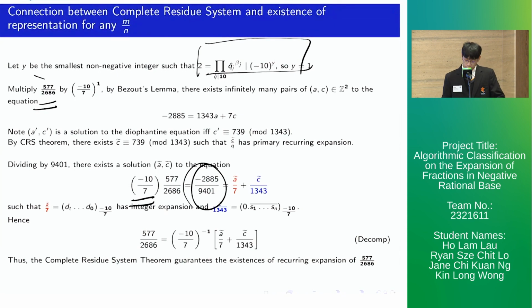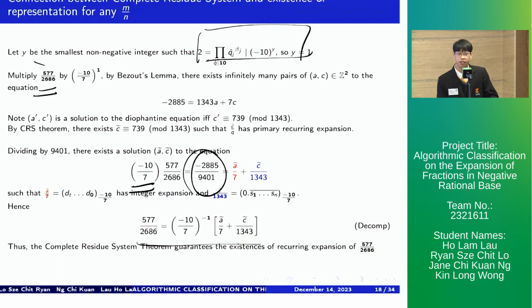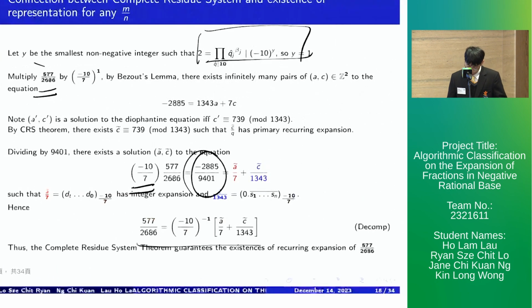similar to how we multiplied by 10 in the previous example. Now we'll split it into two fractions, where the red a⁴/7 has an integer expansion and the blue fraction has denominator 1343, which is co-prime to NBdB, so we can apply our complete residue system theorem to find C⁴/1343, which has a primary recurrent expansion. We can just add those expansions and divide by the base to get the expansion of the original number. So we see that the complete residue system theorem actually guarantees the existence of representation.